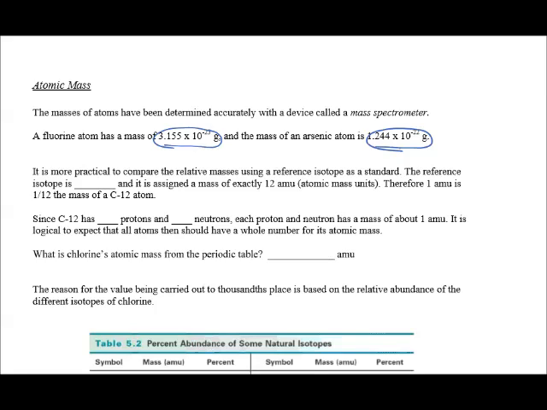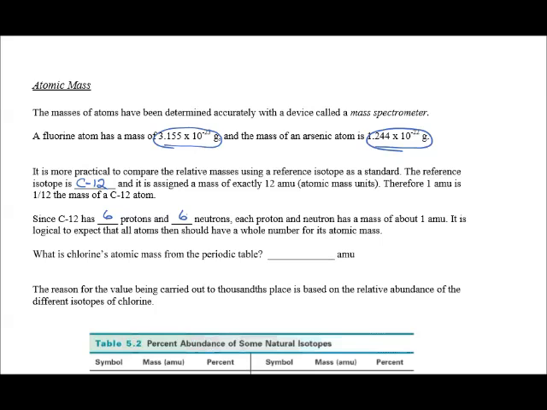The reference for this relative value is carbon 12. So it's carbon with atomic number 6. Since it weighs 12, it has 6 neutrons. Since carbon-12 has 6 protons and 6 neutrons, we would expect it to weigh 12.